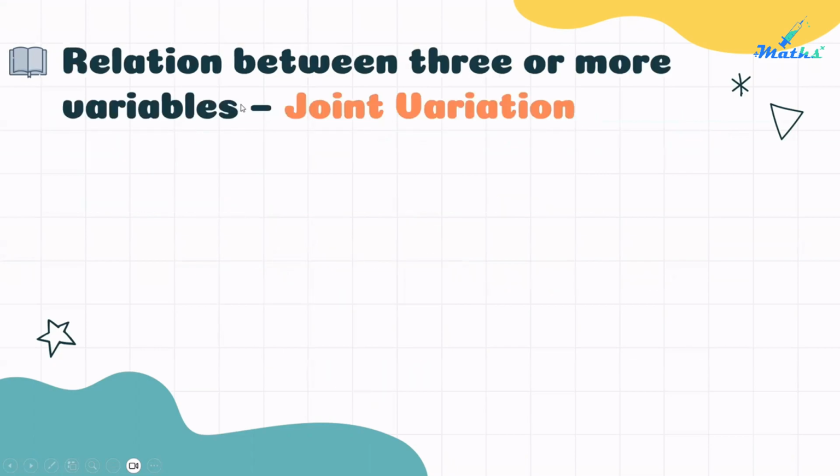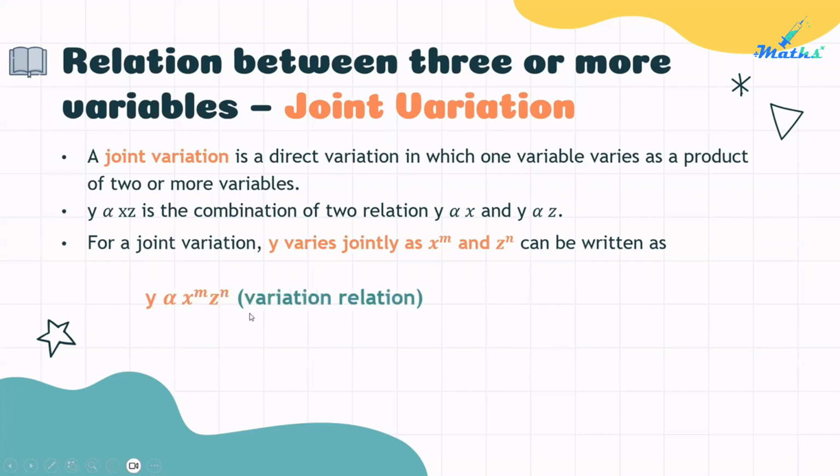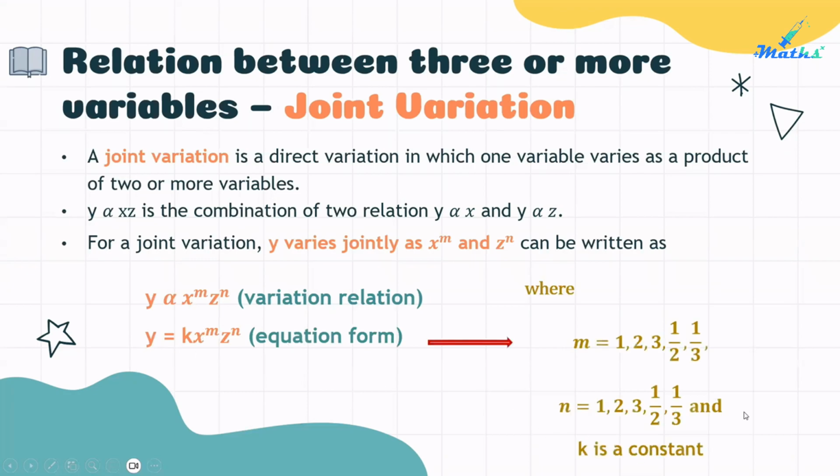Next is the relation between three or more variables. We call it joint variation. A joint variation is a direct variation in which one variable varies as a product of two or more variables. Like this, y varies directly as x and z is a combination of two relations, which is y varies directly as x and y varies directly as z. So this is a variation relation and also the equation form. It must include k, and k is a constant.